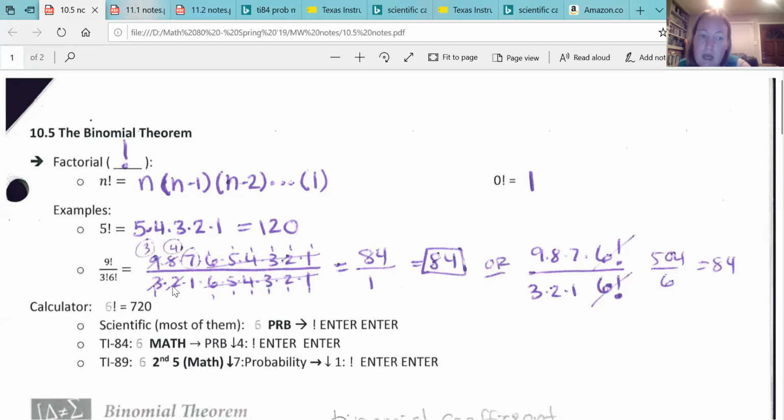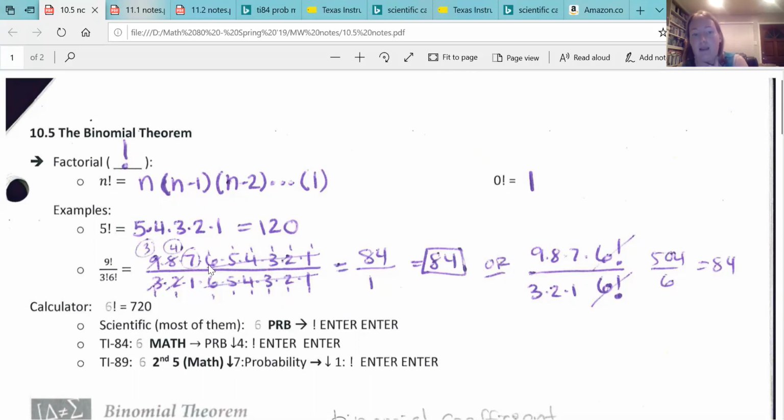3 goes into 9 3 times, 2 goes into 8 4 times, and so in the numerator you have 3 times 4 times 7 times a bunch of 1s, 84, and on the bottom you have, for the denominator, a bunch of 1s multiplied together. So 84 divided by 1 is 84.